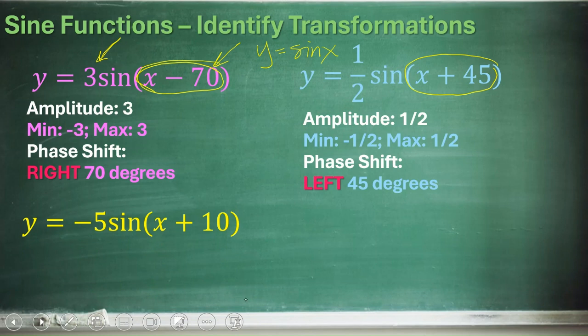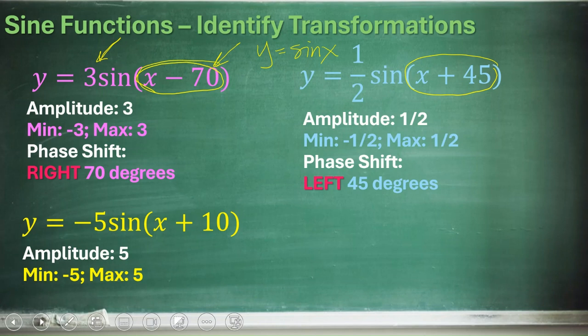And finally, we have one that is a little tricky. We have y equals -5 times the sine of quantity x plus 10. This is a tricky one because the negative is not part of our amplitude. So our amplitude is 5. We'll get to the negative in a second. An amplitude of 5 means our graph is stretched by 5 times its original value, placing our minimum at -5 and our maximum at +5.